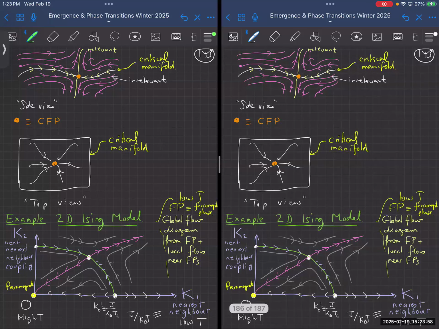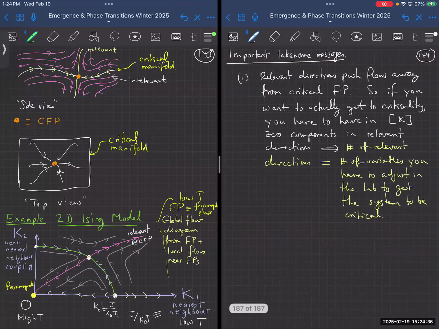On the left-hand side, if you look at the relevant direction, this is relevant at the critical fixed point. That's that purple curve. That relevant direction pushes you away from the critical fixed point. But that same direction is irrelevant for the paramagnetic fixed point. Look at the paramagnet, that flow goes into that. And so you have a picture of your coupling constant space where there can be multiple fixed points. Those different fixed points represent different phases of the system.